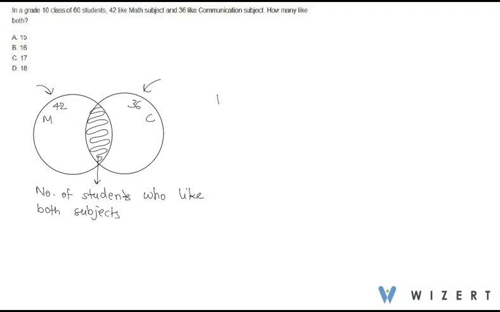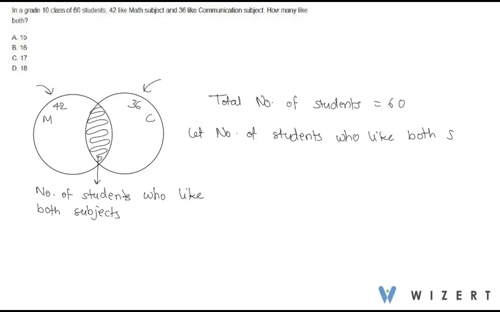It is given that total number of students is equal to 60. Now if we consider this part, that is number of students who like both subjects, as x, let number of students who like both subjects equal to x. Now that we have considered this as x, we can easily try to find an equation to solve this question.